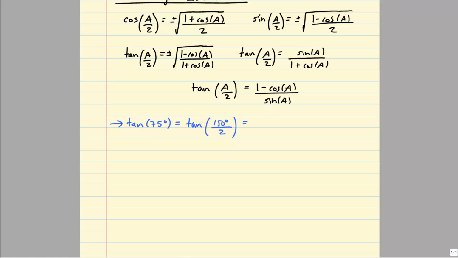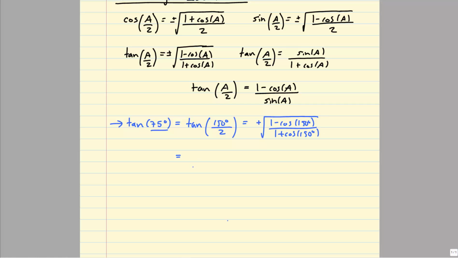Now when I choose my plus or minus, I choose it based on the original angle. So the original angle was 75 degrees, so I still know I'm positive because I'm in quadrant 1. So the formula that we would use then is the square root of 1 minus the cosine of 150, which is the standard angle that I know about from my unit circle, over 1 plus cosine of 150. Now 150 is in quadrant 2, so the cosine will be negative, and the reference angle for 150 is 30 degrees, so these will follow with the cosine of 30 degrees.